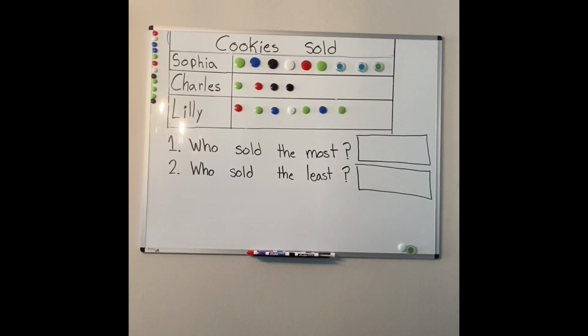Today we're going to take a look at data, understanding how to manipulate data, and looking at different types of graphs. So this first video, we're just going to look at this type of graph. So what is the data we see? Well, there's 3 children, Sophia, Charles, and Lily, and they each decided to make cookies and sell cookies.